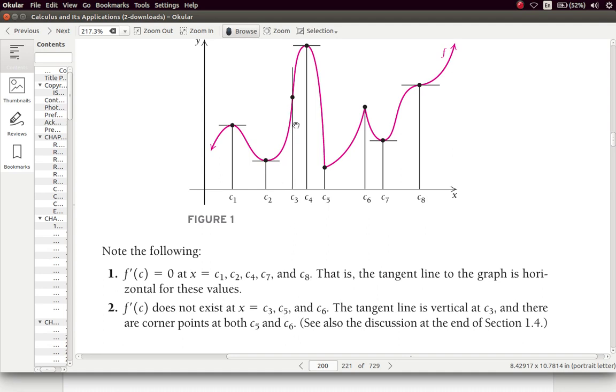C5. So c5 is a corner, a sharp corner right here. C6. Yes, you have another sharp corner at c6. So the tangent line is vertical at c3 right here. And there are corner points at c5 and c6.